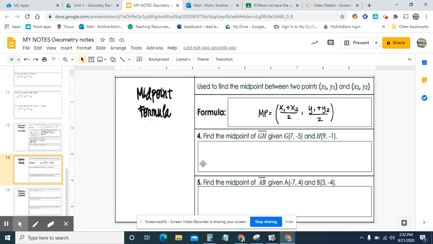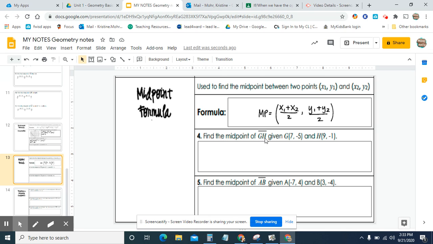Today, though, we are going to be given two different coordinates, so two different points on a line, and see if we can find the coordinate for the middle of those two points. So our formula for that is MP, or midpoint, is equal to x1 plus x2 divided by 2. So you add both your x's and divide by 2. And then y1 plus y2 divided by 2. So you add both your y's and divide by 2. And that is the whole formula. Not too bad. So let's do an example.